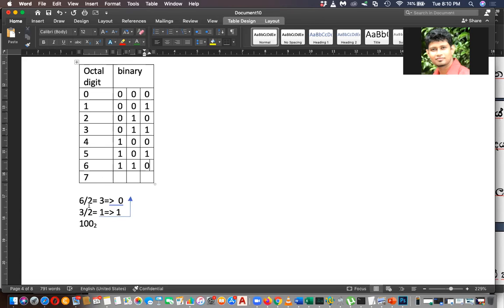Then you'll get 7 divided by 2. It is 3 remainder 1. Then 3 divided by 2 is 1 remainder 1. So the answer is 111.